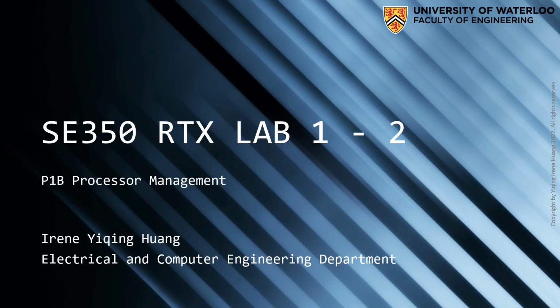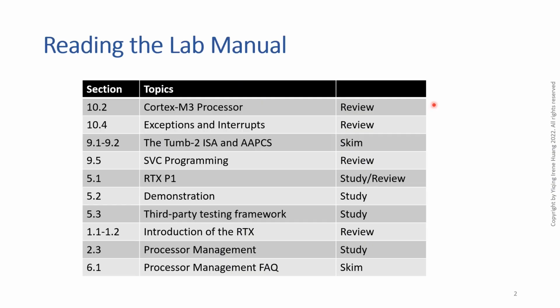Welcome back. This is Project 1, Part B, where we're going to focus on processor management. As usual, we do need the lab manual, so you want to review the Chapter 9 and Chapter 10 contents. We've gone through them in the Lab 10 video, where we introduced the system calls, interrupt handlers, and the processor. These concepts are very important for you to understand the context switching part of Part B of Lab 1.